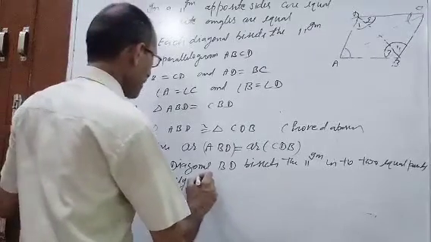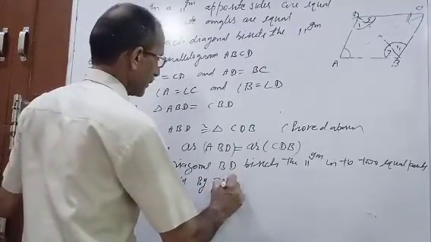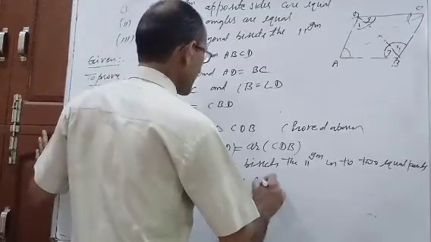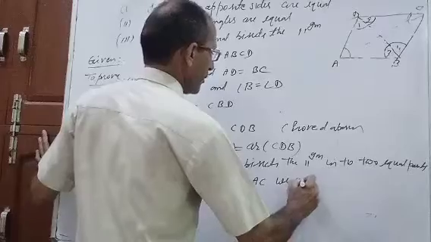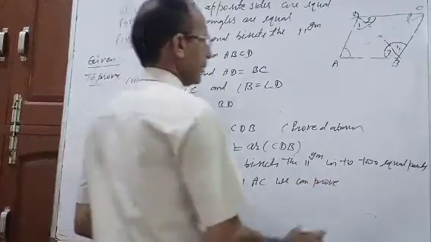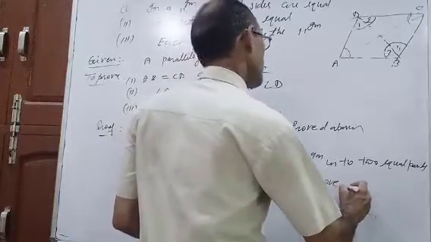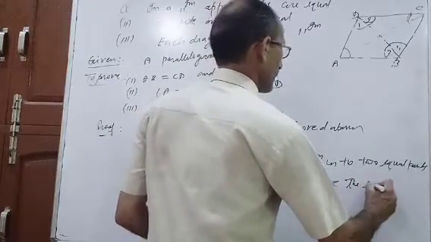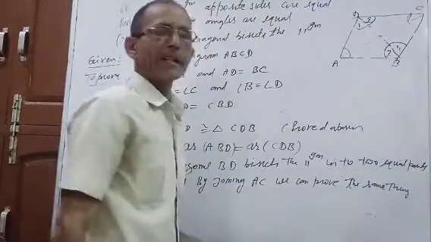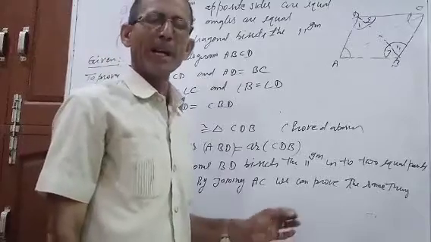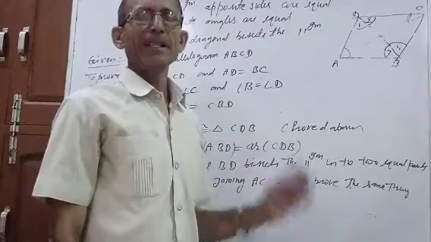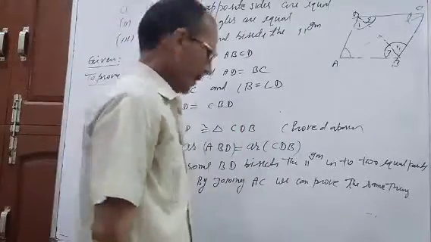Similarly, by joining AC, we can prove the same thing. It means each diagonal will bisect a parallelogram into two equal parts. Any doubt, any confusion? Okay. Now next.